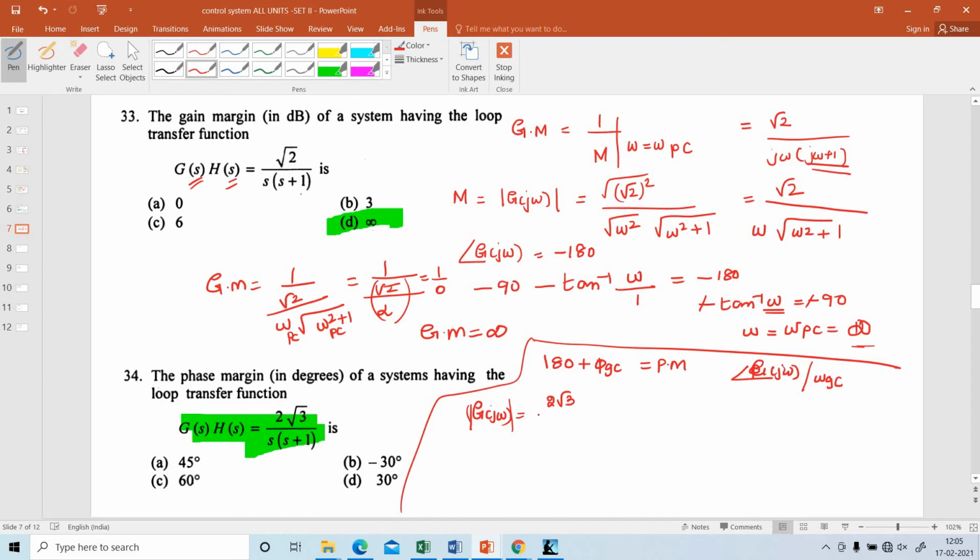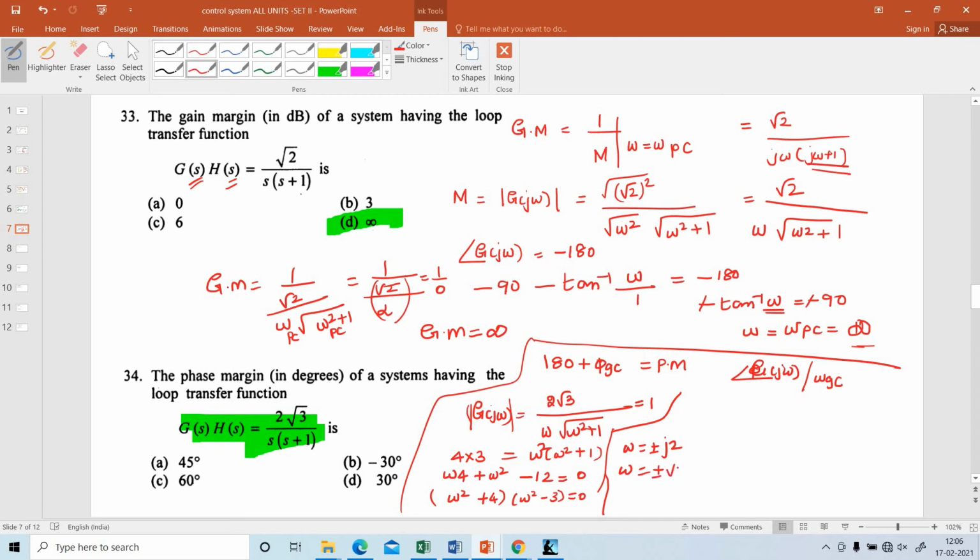So that is 2 root 3, there is no change, divided by omega, square root of omega square plus 1. So that should be equal to 1. Now take square on both sides of equation, 4 into 3, and cross multiply: omega into omega square plus 1. So omega power 4 plus omega square minus 12 equal to 0. So omega square minus 3, omega square plus 4 equal to 0. So from this equation, omega equal to plus or minus j2. Another answer, omega equal to plus or minus root 3. This omega is the correct answer. So this is omega gc, root 3.